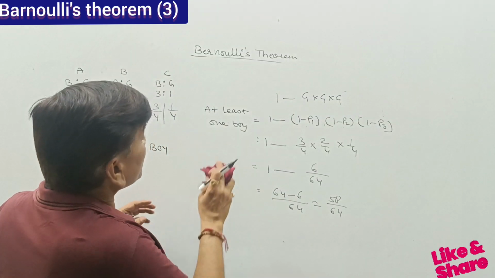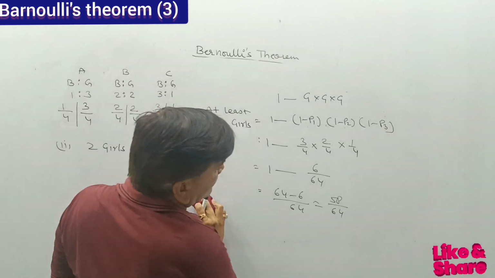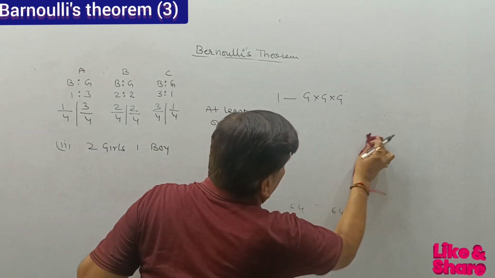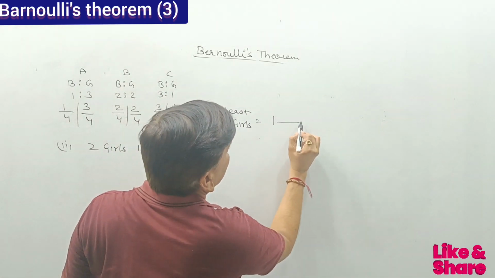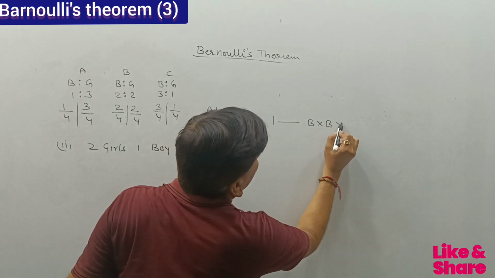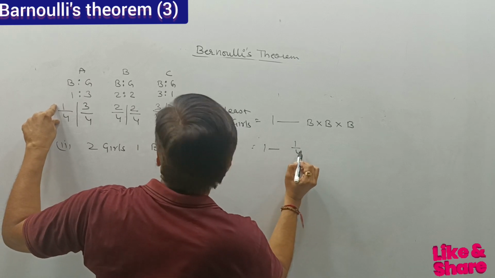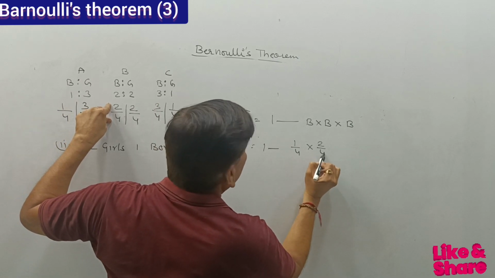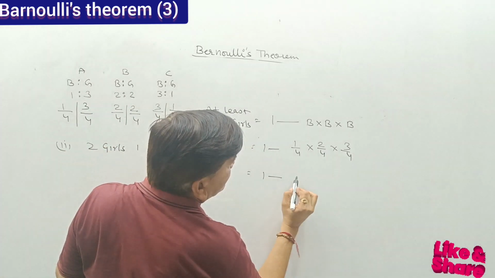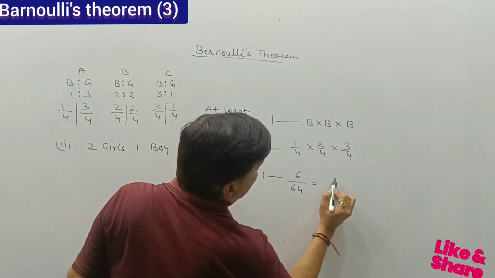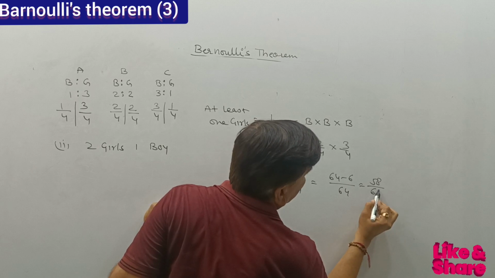If we want the probability of at least 1 girl, there also we are having the same situation. At least 1 girl means 1 minus boys in first, boys in second, and boys in third. So 1 minus the probability of boy in first, 1 by 4, the probability of boy in second, and the probability of boy in third. So that also is 1 minus 6 upon 64. So that is 64 minus 6 upon 64. That is also 58 upon 64.